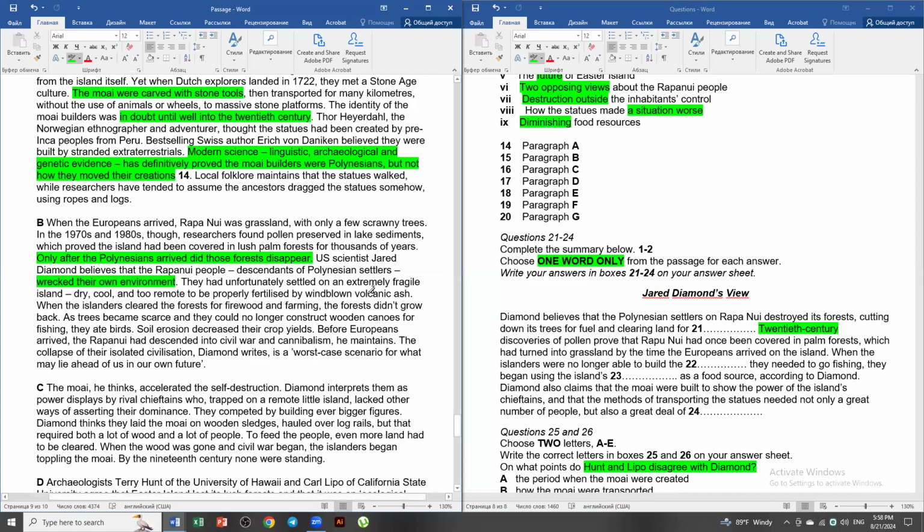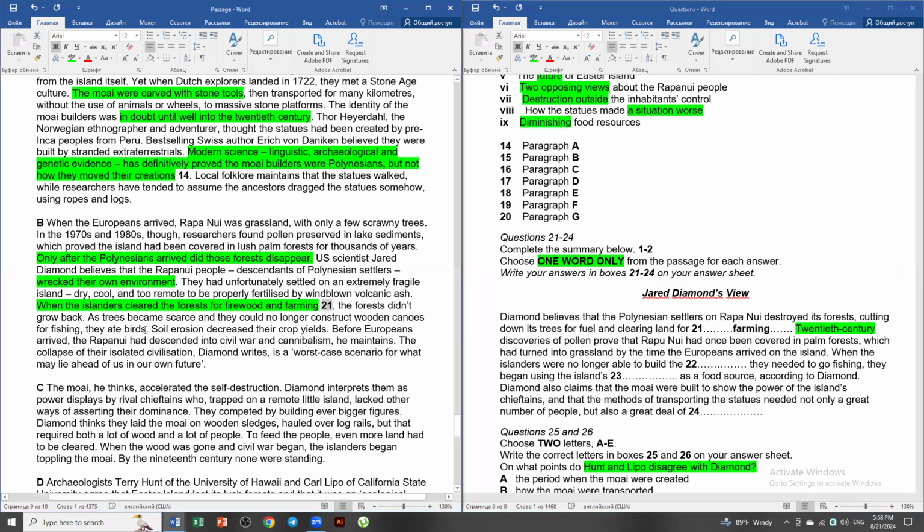They had unfortunately settled on an extremely fragile island, dry, cool, and too remote to be properly fertilized by wind-blown volcanic ash. When the islanders cleared the forest for firewood and farming, so there we go, we have one answer here. We have a 21 here. Land for firewood is fuel, and farming is another answer for us.